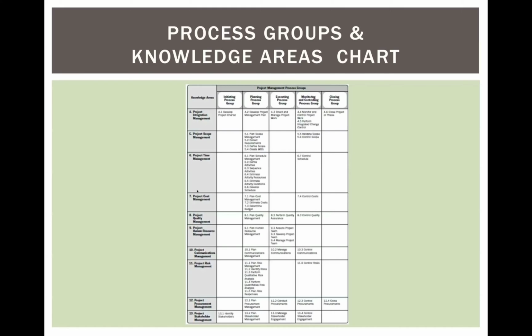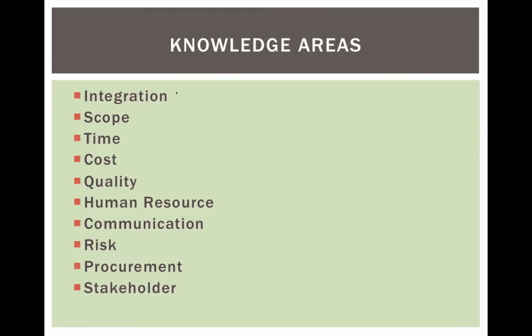So what we do is we actually create a sentence or a phrase based on the words that we see here. So you'll notice that each of these knowledge areas have project and it has management with a word there in the middle. So really we just need to remember that word in the middle, right? So you'll notice that those words are integration, scope, time, cost, quality, human resource, communication, risk, procurement, and stakeholder.